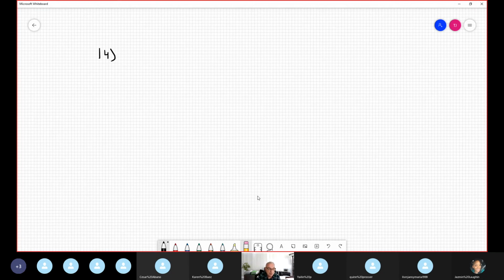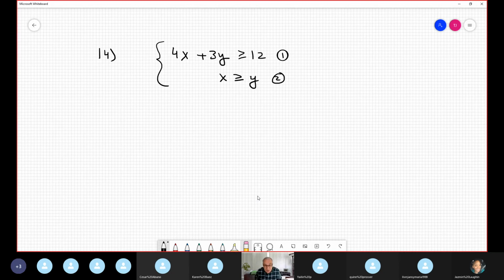Question 14 is a system of inequalities. 4x plus 3y greater than or equal to, inequality number 1. And x greater than or equal to y, inequality number 2. Remember, the solution of this is not one number. It's a region. So the only possibility to express the final answer of that problem is graphing both inequalities and trying to find the intersection, that is the common region between them.